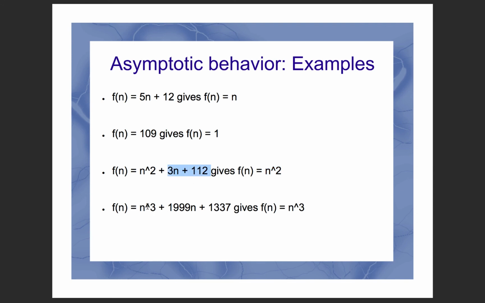Now if you consider n cubed plus 1999n plus 1337, you remove all the others and only keep n cubed, because n cubed is the largest one. So asymptotic behavior is keeping only the largest growing element and removing all other things.